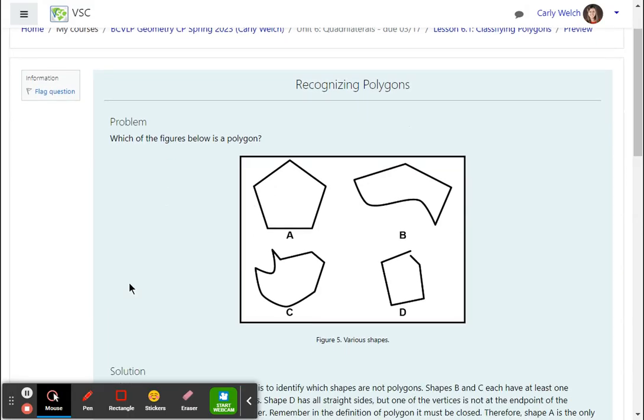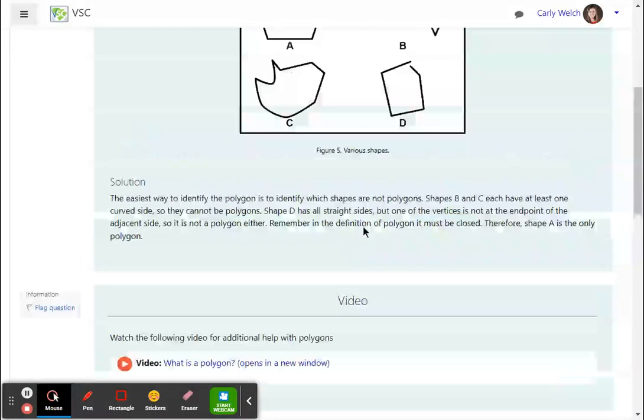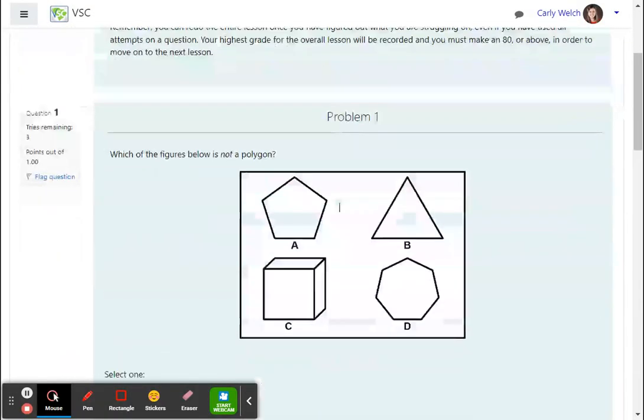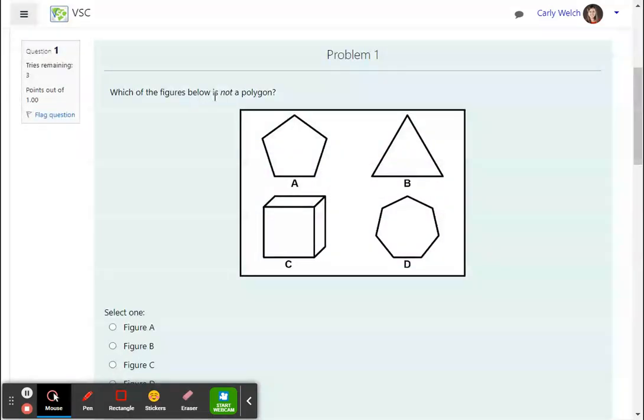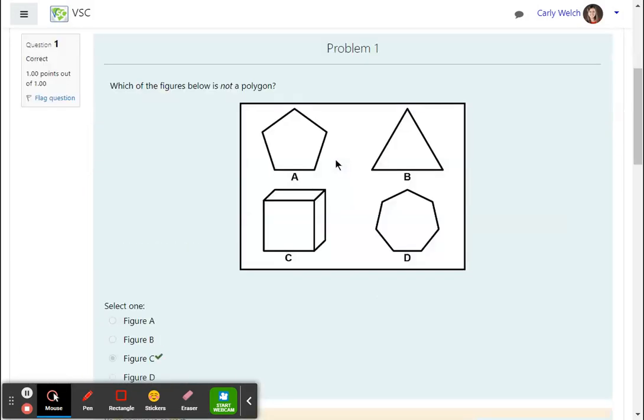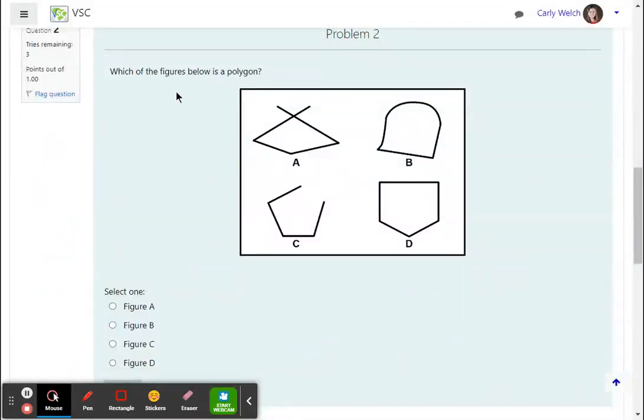All right, so which of these figures below is a polygon? Remember, it has to be a closed shape without any curves. So we have a curve, we have a curve, and we have an open shape. So this would be polygon A. All right, same thing here. Which of the figures below is not a polygon? Each of these are two-dimensional figures. Figure C is three-dimensional. That is not a polygon. And then which of these figures below is a polygon? This is not a closed figure here, not closed. This one has a curve, so figure D.